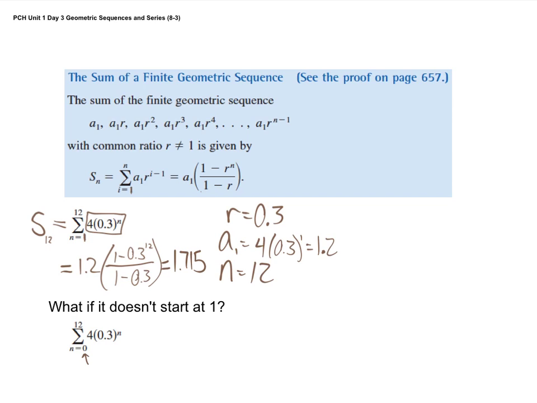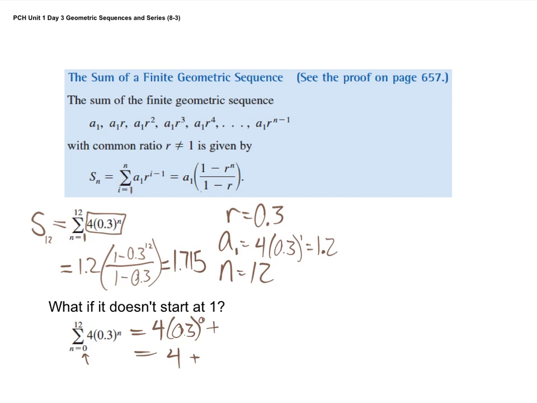Well, here's the thing. a sub 1 is still going to be the value at n equals 1, but this one has an a sub 0, you could call it. What does that mean? It just means, what's the value of this when n equals 0? It would be 4, right? So if I had 4, that's going to give me just 4. But I need to add to that the rest of it, right? What is the rest of it?